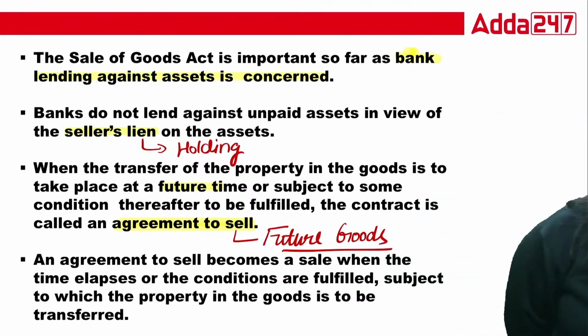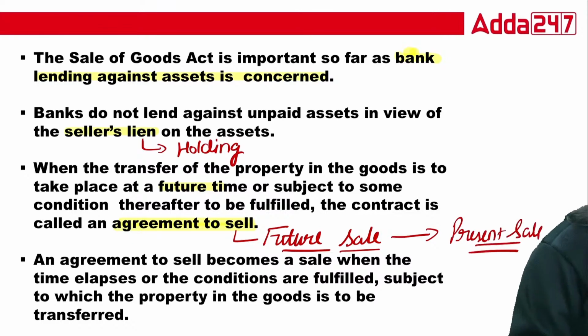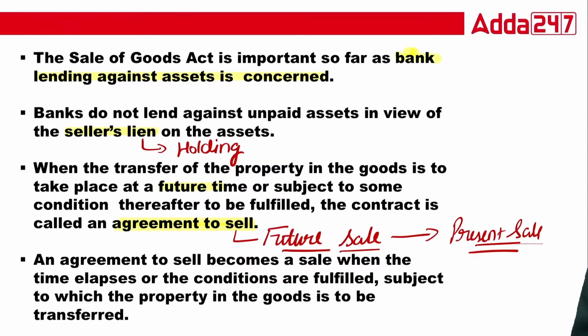Okay. Agreement to sale becomes a sale when the time elapses, because see, it's a future sale. So the future sale can become the present sale. In what cases does the future sale become the present sale? See, when the time elapses, it means when the time finishes and the conditions are fulfilled, at which the property in the goods is to be transferred.